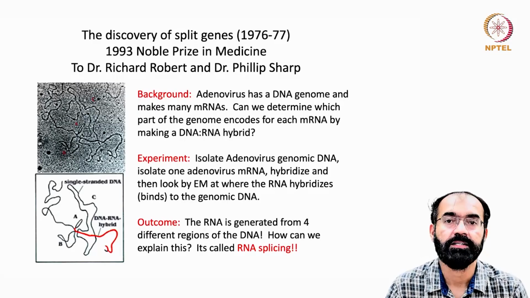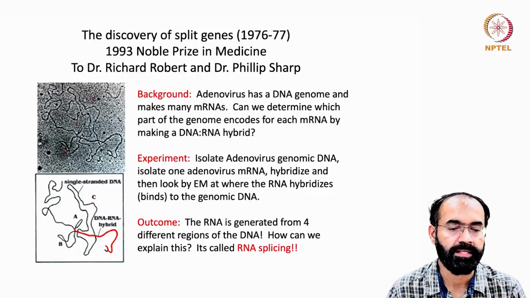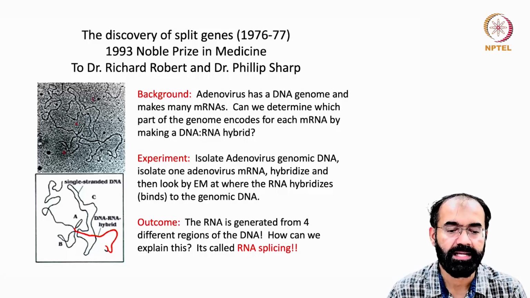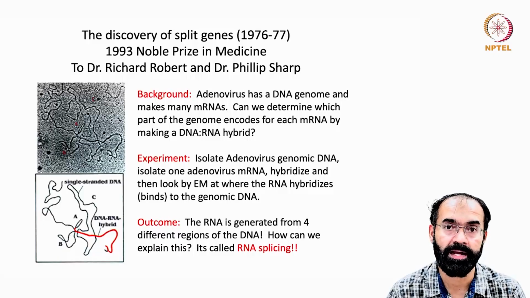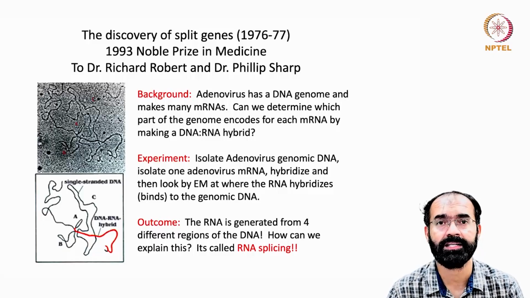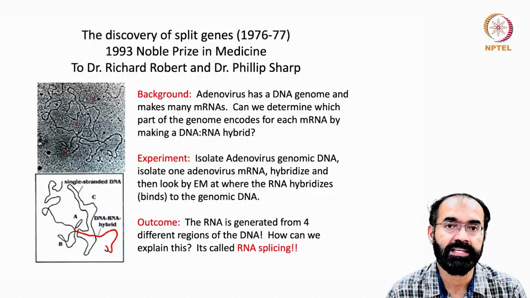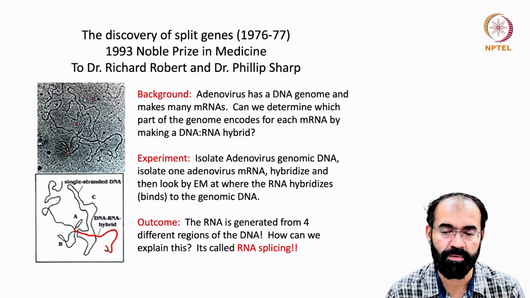Hello everyone, welcome back to another session of RNA biology. We were studying the discovery of introns by Richard Roberts and Philip Sharp in as early as 1976-77, and they ended up getting the Nobel Prize in 1993. Let us see how this R-loop hybridization takes place.